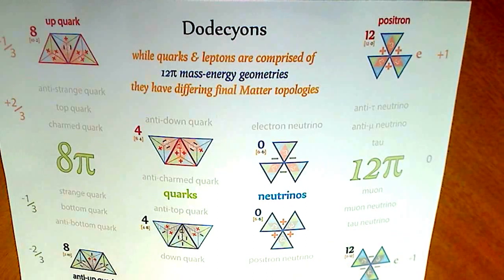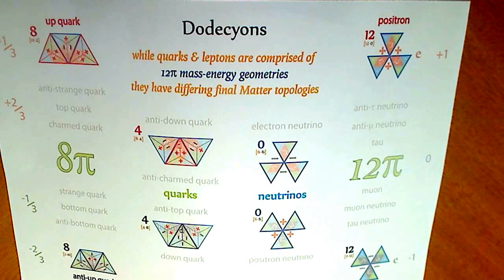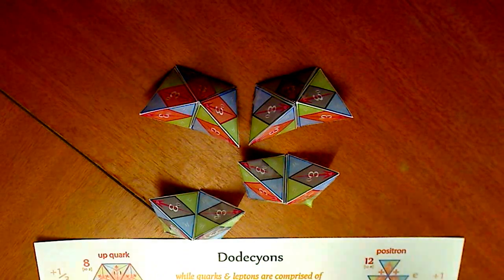They are identical particles so far as the number of charged mass energies that make up the particles. They're both 12 pi, but through the interaction of their plus and minus charges, the strong force between the parallel fascia, we create quarks, as we've just touched on there. But we can also create another form of particle, which is far more common, which are the leptons.